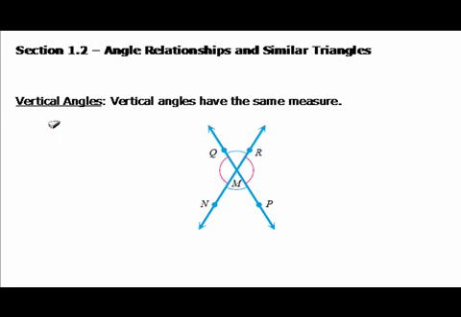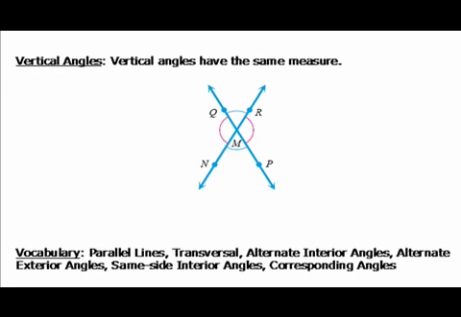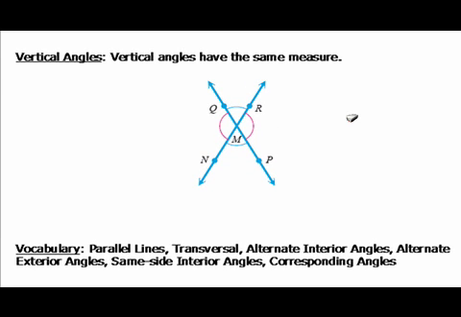So if you simply take two lines that intersect, right away you have this situation happening. We call these vertical angles, angles that are kind of across from one another. So in terms of naming a pair of vertical angles, you could say angle QMN and angle RMP are vertical angles. They share a vertex and they're somewhat across from one another.